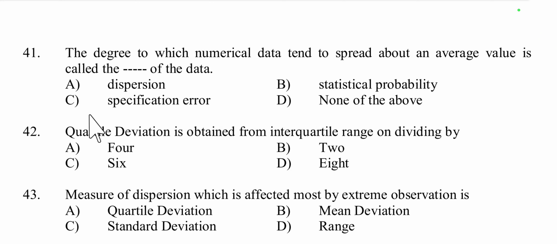Today's first question, question number 41. The degree to which numerical data tend to spread about an average value is called the dispersion of the data. This is called dispersion, because dispersion measures the spread or variability of data around a central value, like mean, median, etc. So option A is the right answer.